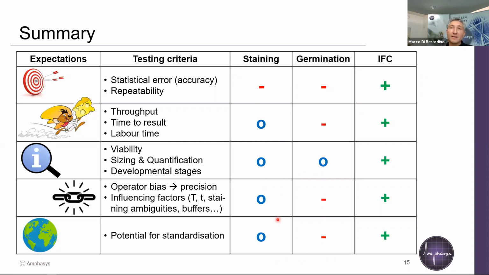Therefore, I see IFC in future as a true candidate for providing standardized analysis for pollen viability or any other in vitro pollen analysis methods.